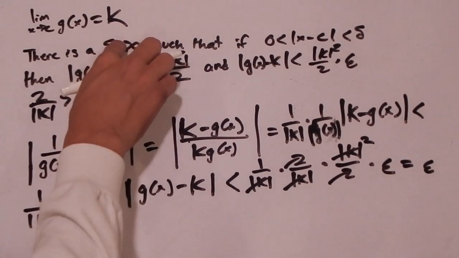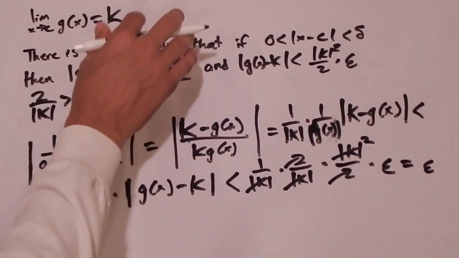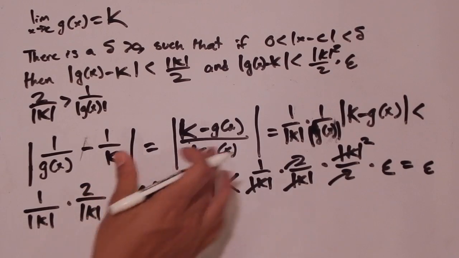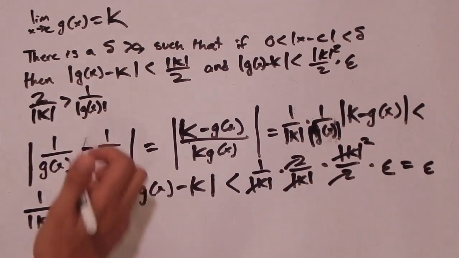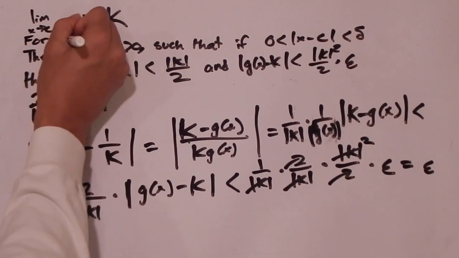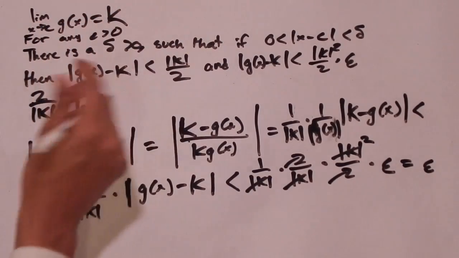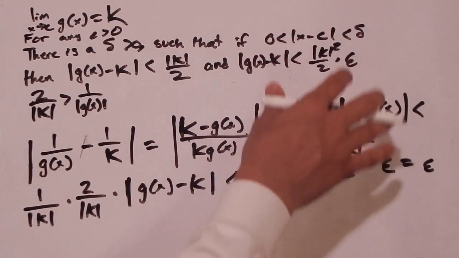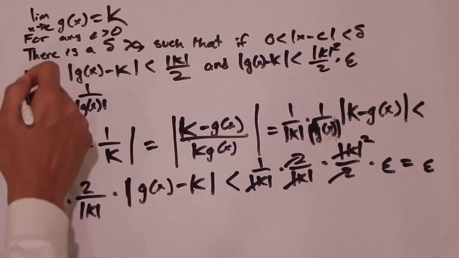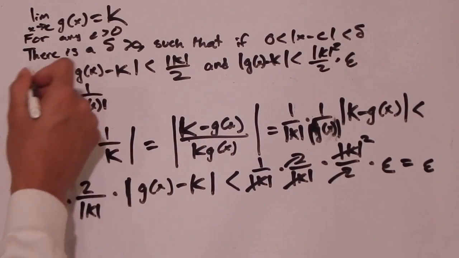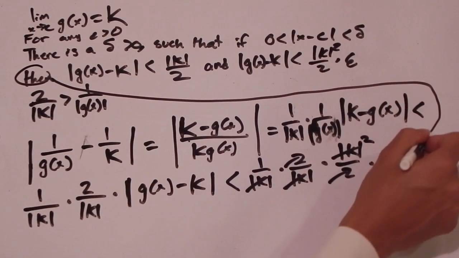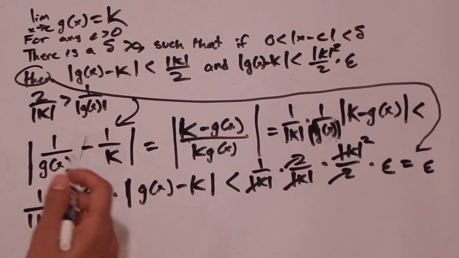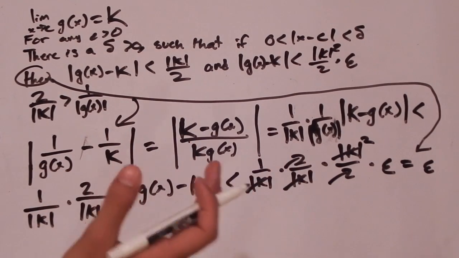So what did we just show? We showed that, and this should be a delta. Remember, we replaced it over here. I just forgot to erase that there. For any epsilon, we had that in our last expression. I erased that, but it should be right here. So for any epsilon greater than 0, there is a delta greater than 0 such that if 0 is less than the absolute value of x minus c is less than delta, then, of course all this is true, but what we really care about is that the absolute value of 1 over g of x minus 1 over k is going to be less than epsilon.